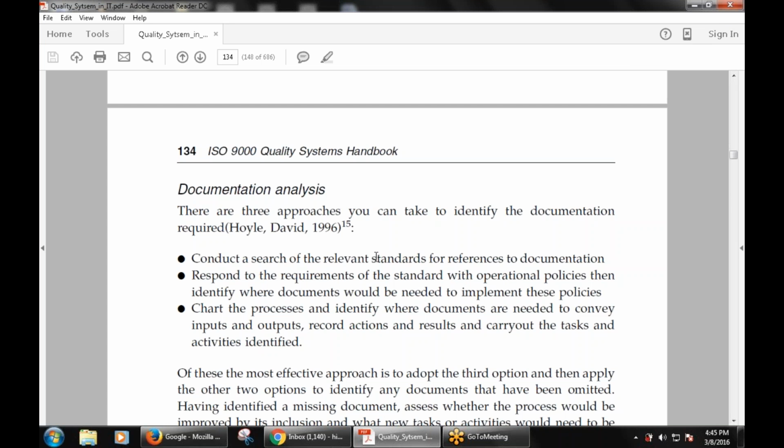So, conduct a search of the relevant standards for the references to the documentation part. Then respond to the requirements of the standards with operational policies. What are the various operational policies that are applicable? Then identify where documents are needed to implement these policies. Then chart the processes and identify where documents are needed to convey inputs and outputs, that is, where we should put the documents for the input and the output. Record the actions and results in carrying out the tasks and activities involved. So what are the various tasks involved in the document analysis?